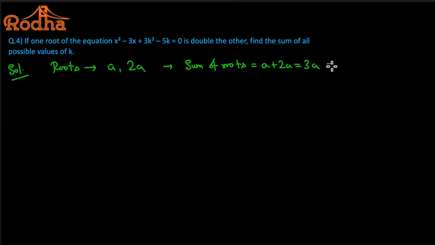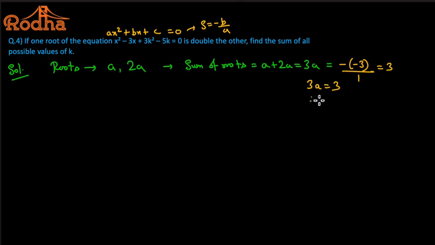And if I look here, the sum of roots in a quadratic equation of the form ax square plus bx plus c equal to 0 is equal to minus b by a. Here b is equal to minus 3, so that becomes minus of minus 3 upon 1, that is equal to plus 3. Therefore 3a is equal to 3, so a will be equal to 1.